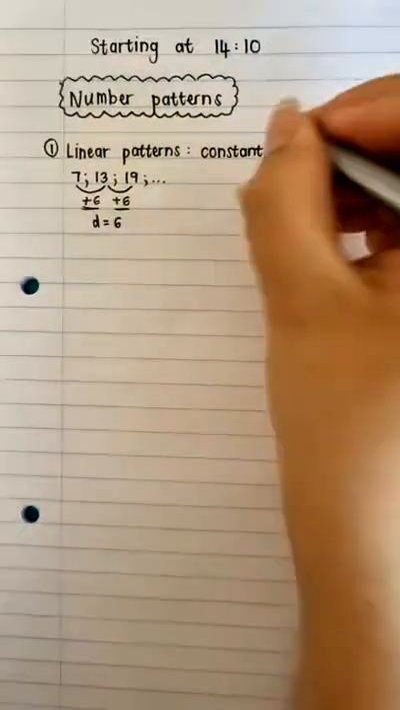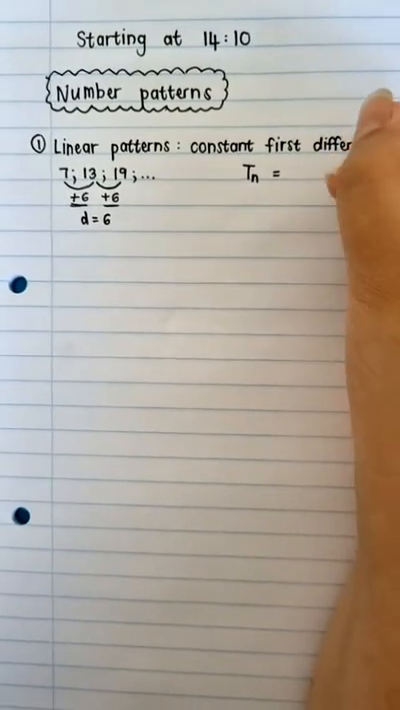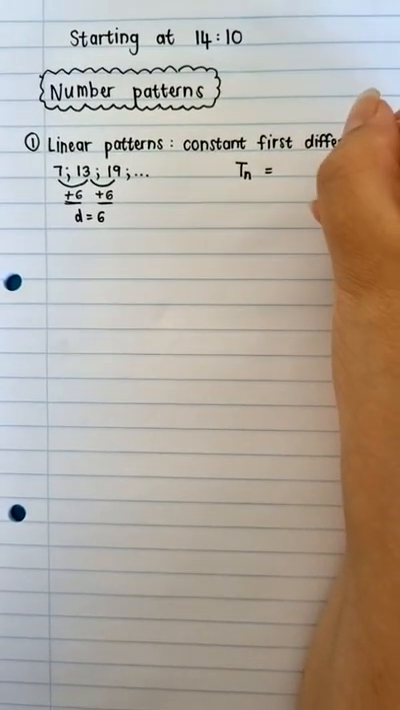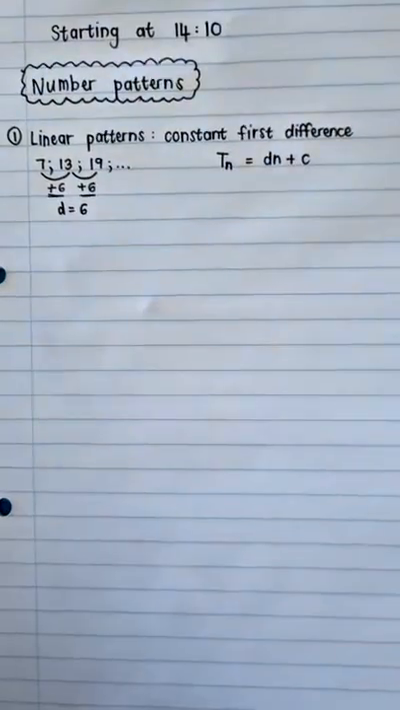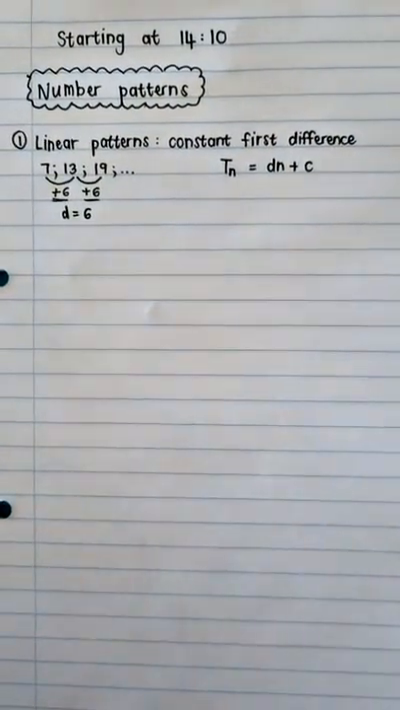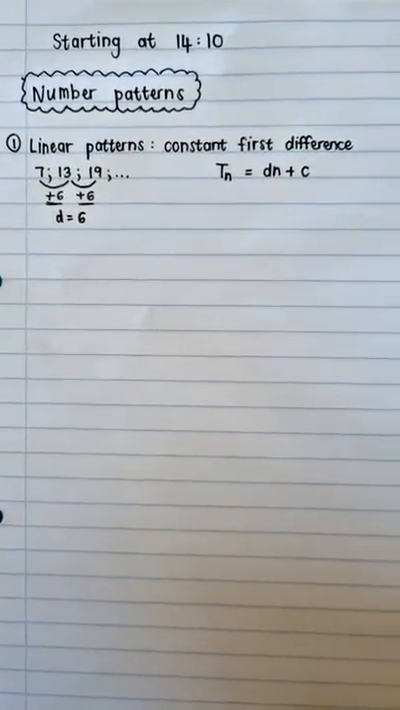Now, in grade 11, some of you might have learned this formula, which is also the formula that you will find in my note, the note that is on my Google Classroom. So, term n is Dn plus C. You might use different letters.